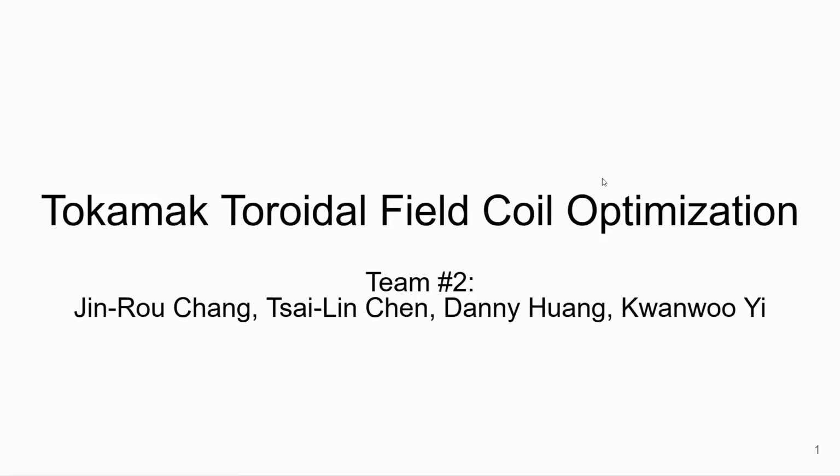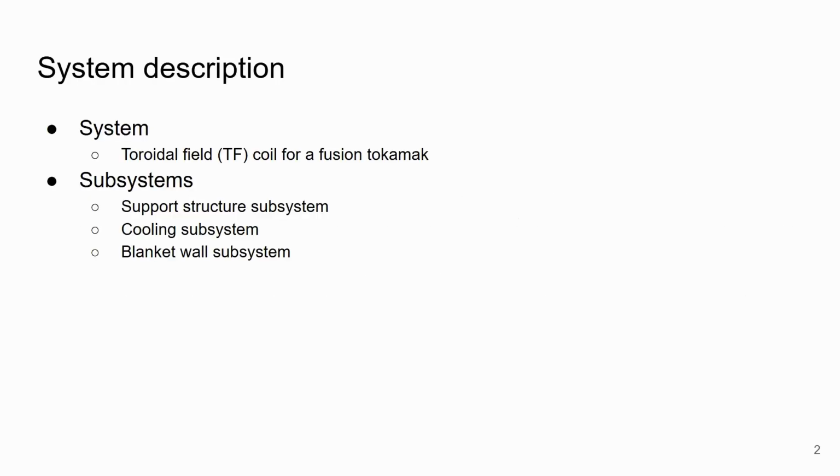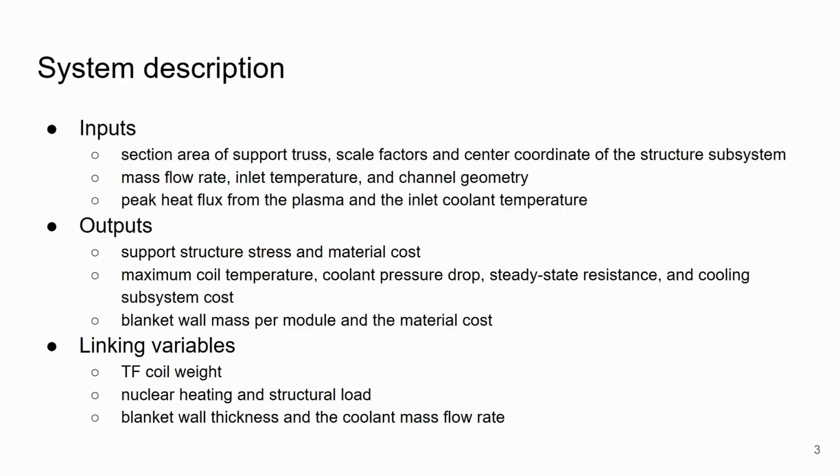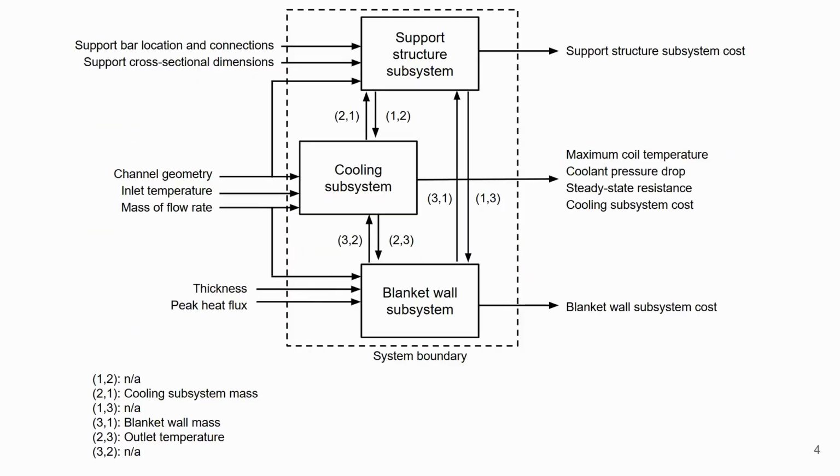Team 2 will be presenting about tokamak toroidal field co-optimization. The system includes three subsystems, namely support structure subsystem, cooling subsystem, and blanket wall subsystem. The input, output, and linking variables of the system are as followed. This is the system flow diagram. The system boundary includes the three subsystems.